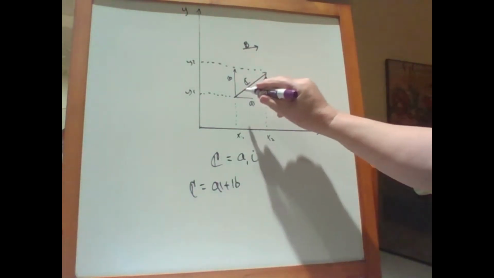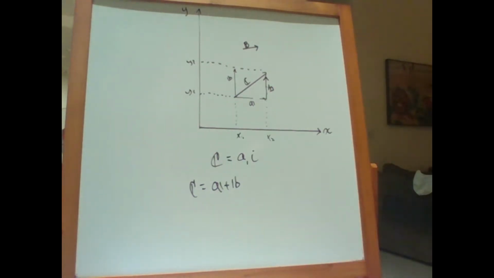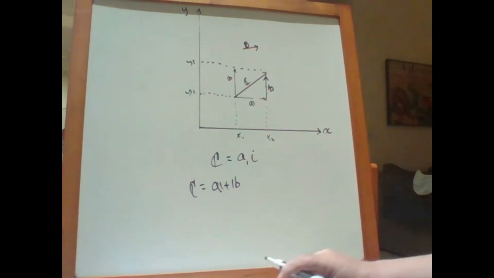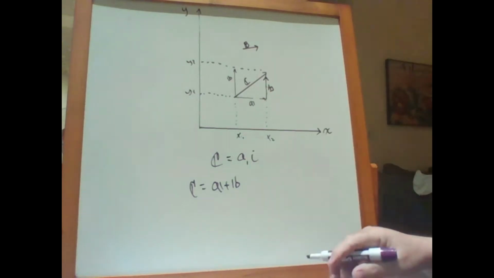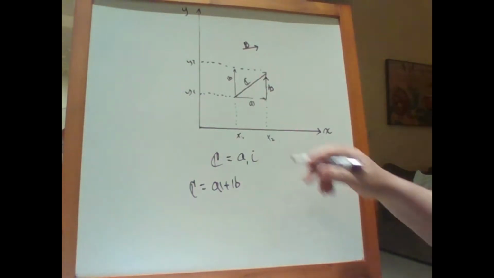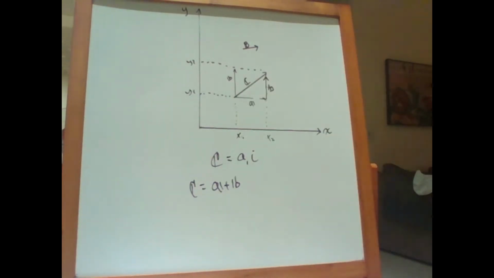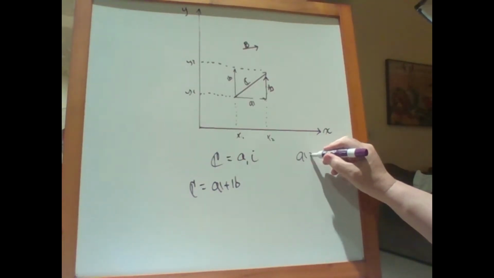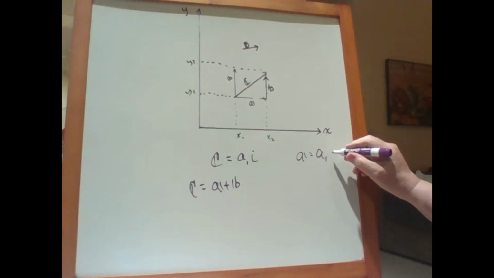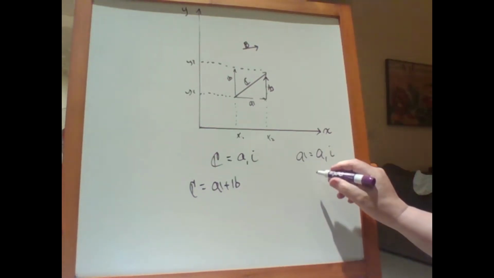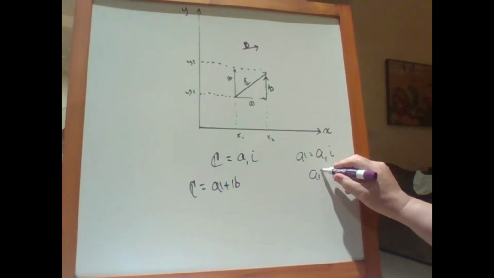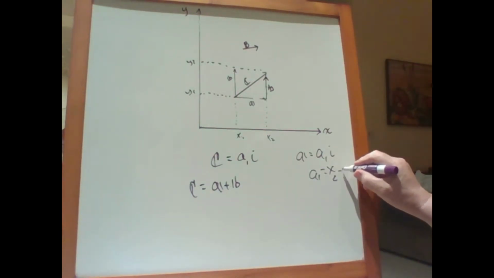And C is the resultant vector to the addition of A and B. And so we say that A is made up of a single component because there's no y component for A. So A is equal to A1 I, and A1 is equal to x2 minus x1.